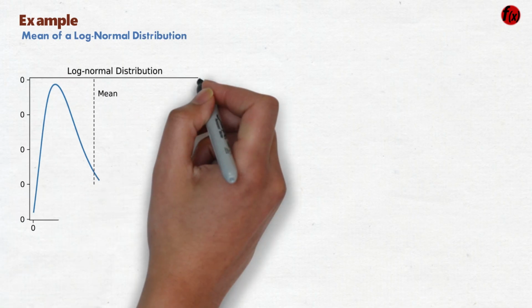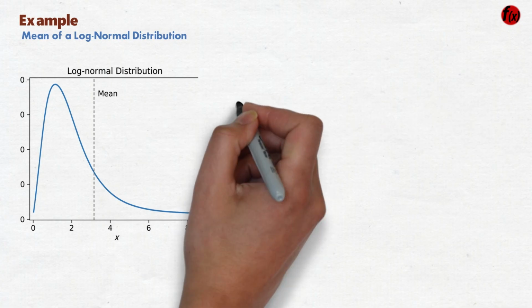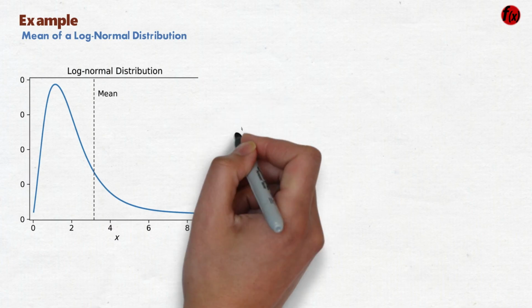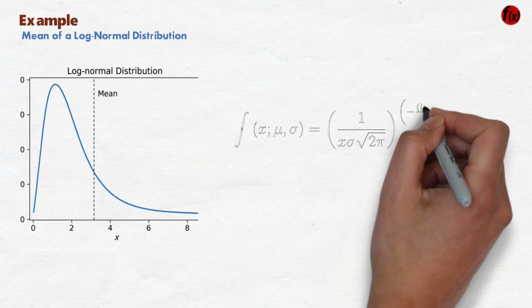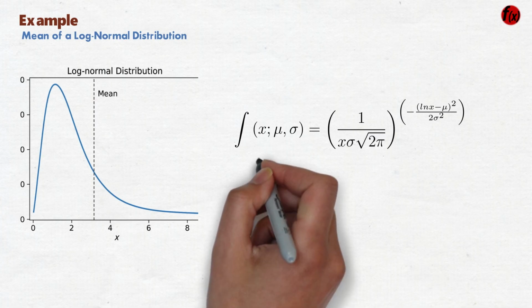Here is an example of how this integral might be used in a practical context. Example: calculating the mean of a log normal distribution. The log normal distribution is a continuous probability distribution of a random variable whose logarithm is normally distributed. The probability density function, PDF, of a log normal distribution is given by. To find the mean of this distribution, we need to evaluate the integral.